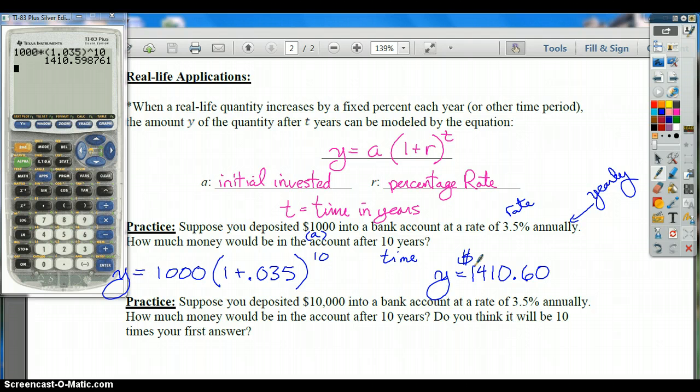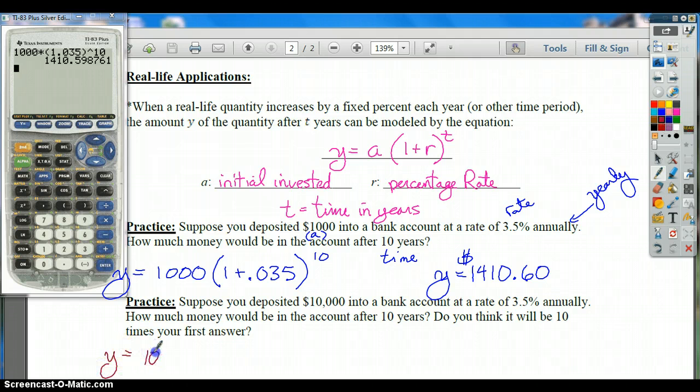Now is that a lot of money over 10 years? Probably not because of inflation, but you can see how this works. Let's look at the next one. Suppose you deposited $10,000 now into your bank account at a rate of 3.5%. So the same percent yearly. How much money would be in the account after 10 years? Do you think it will be more than 10 times your first answer? Well, probably not, maybe yes. All right? But let's not judge it until we actually try.